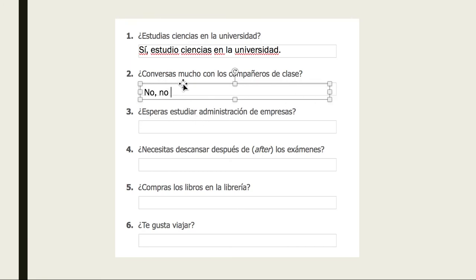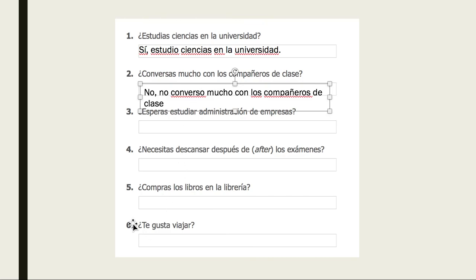So the verb is conversar. We would drop the AR and add the appropriate yo ending. So in this case, it would be no converso mucho con los compañeros de clase. So pretty straightforward. You can pick to answer them all with a sí or all with a no. Depends on what you want.